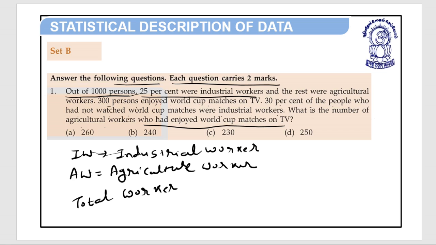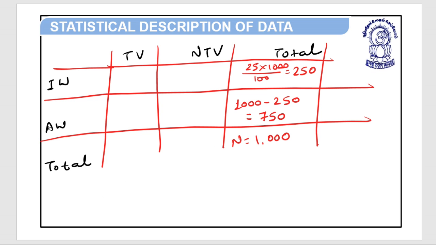Now 300 persons enjoyed World Cup matches on TV. 300 persons watch on TV. So here we can write 300 watching TV. So here total 1000. So not watching: 1000 minus 300 is equal to 700. Okay.